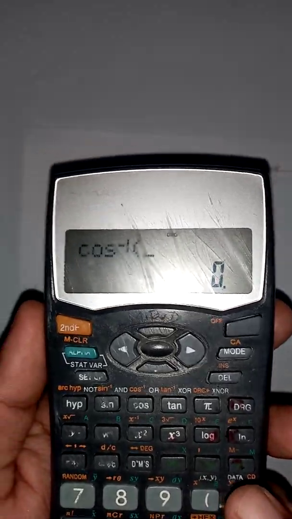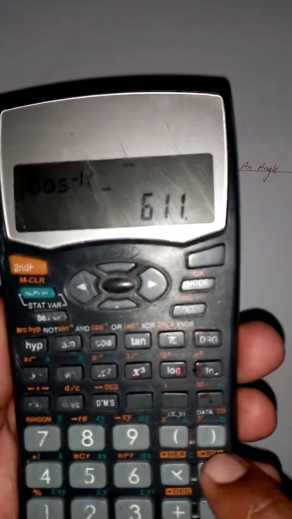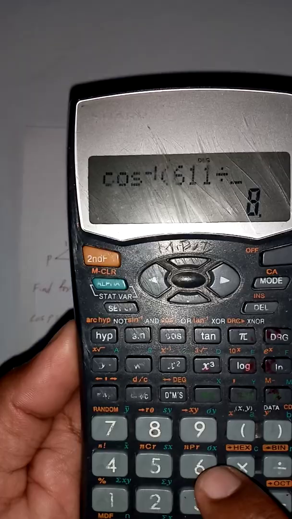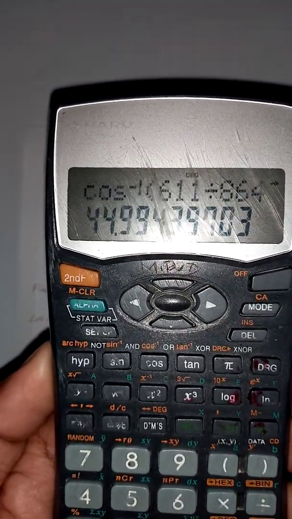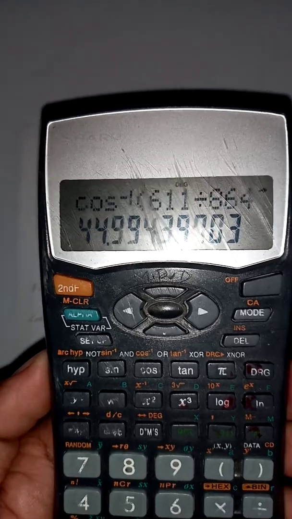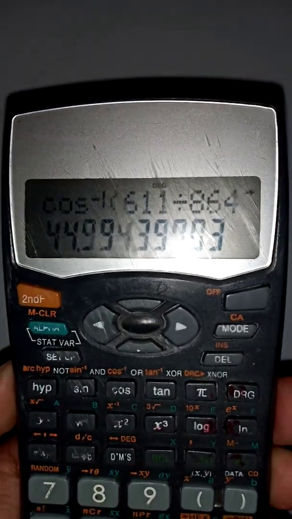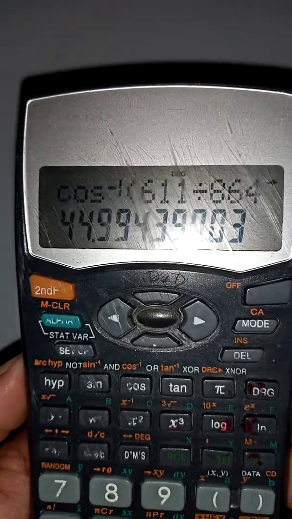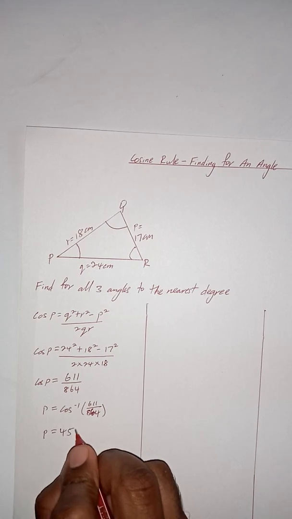So second function, cos, to have the cos inverse. In brackets, we'll have 611 divided by 864. Close our brackets. Good. Our answer is 44.99. Since I want to round it to the nearest whole number, the nearest whole number will be 45 degrees. Good. So this will be 45 degrees.